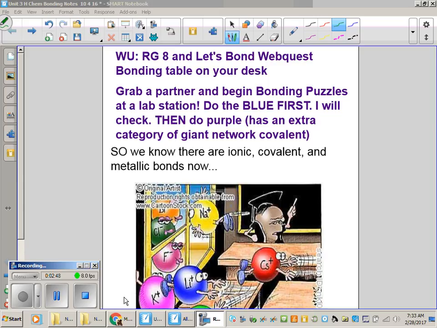I believe this is simple, because you've got hydrogen atoms. That's simple covalent, yes. This is simple for sure.